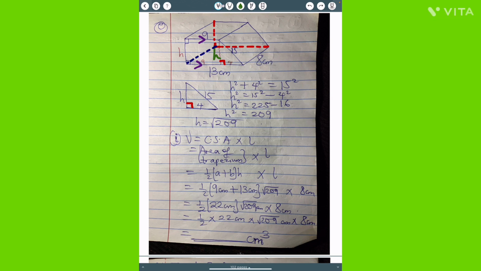Now for total surface area, I have two sides that are trapezoidal. One is facing me, one is inside the book here, I can't see it. So I'll find those two areas like this and multiply it by 2. That's 2 areas already. The shape has 6 areas.